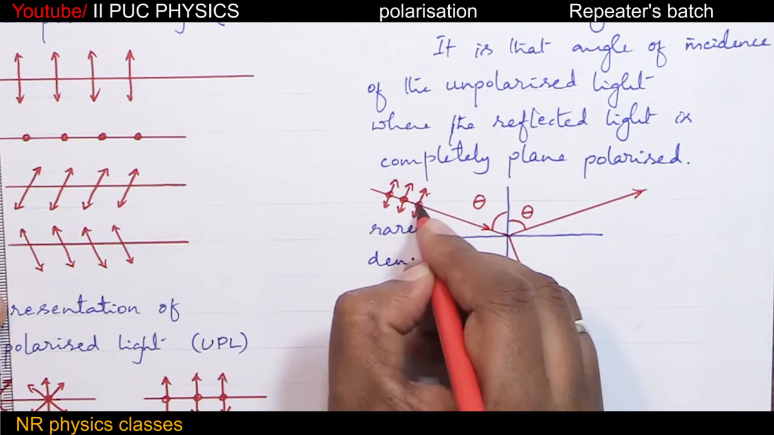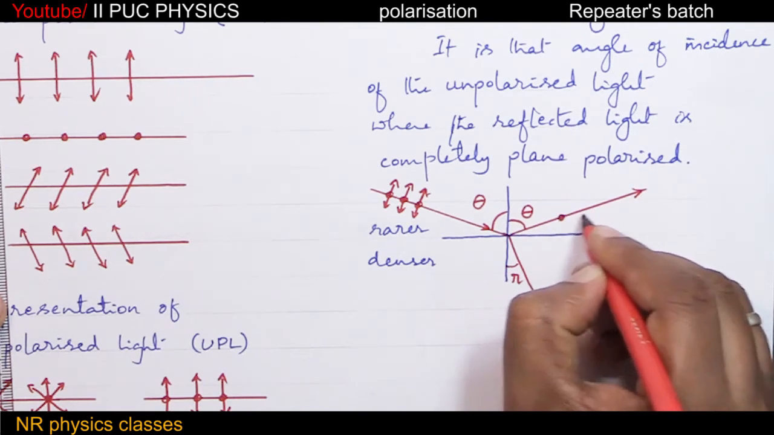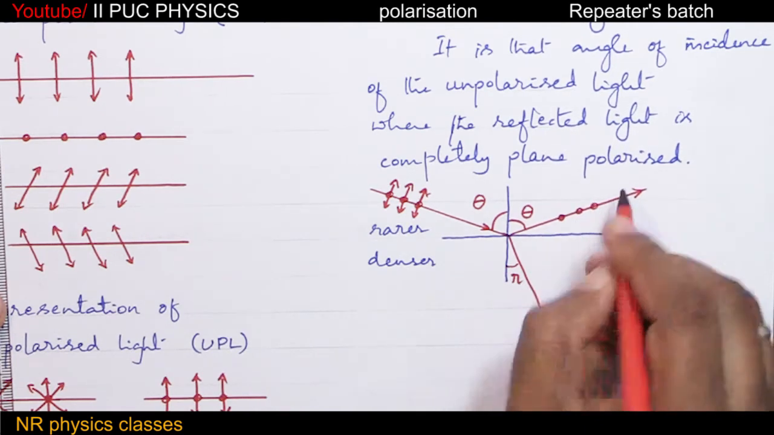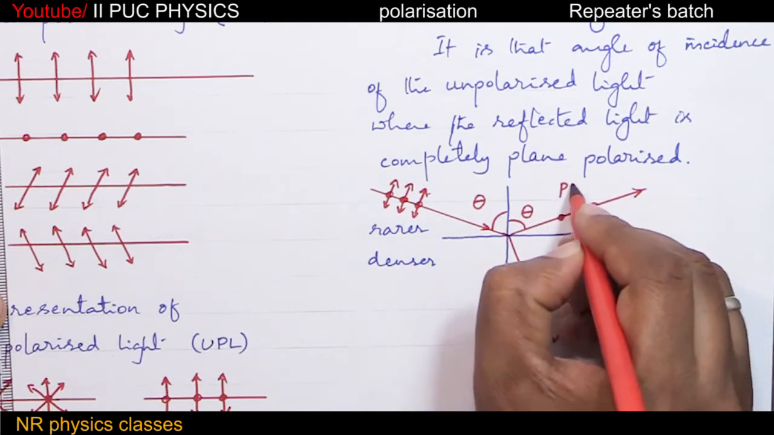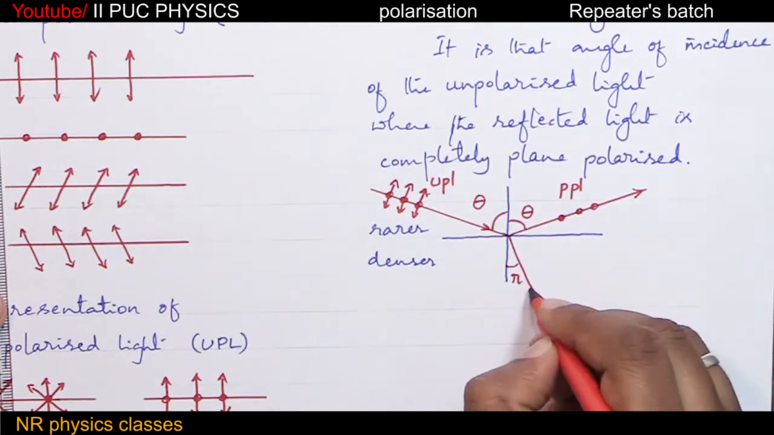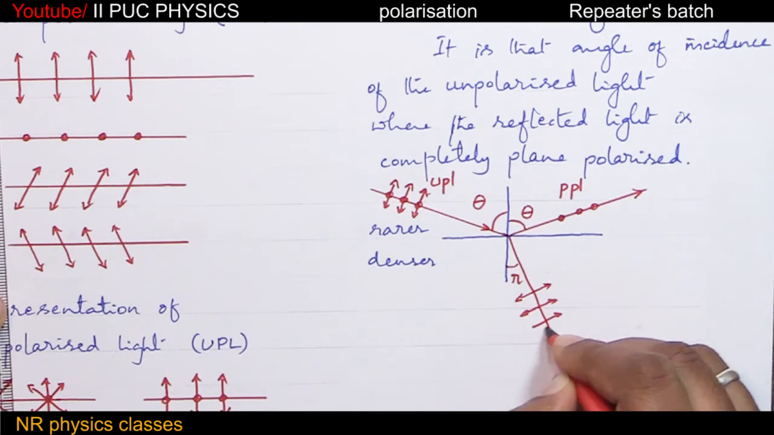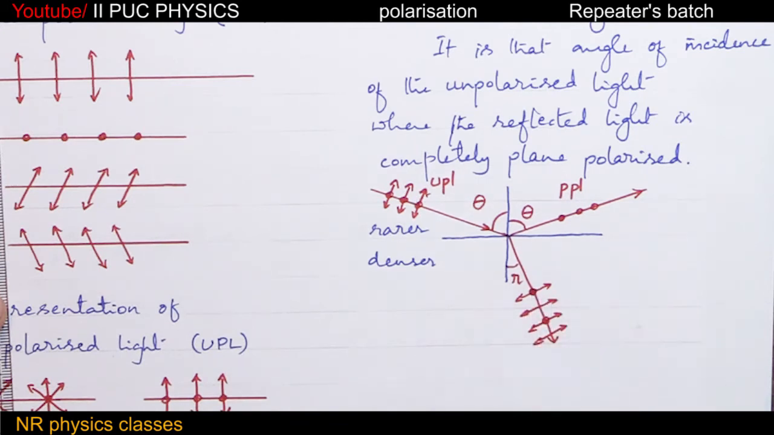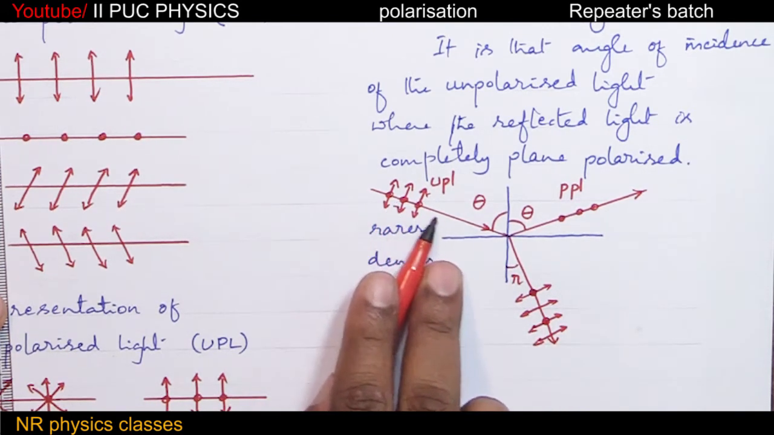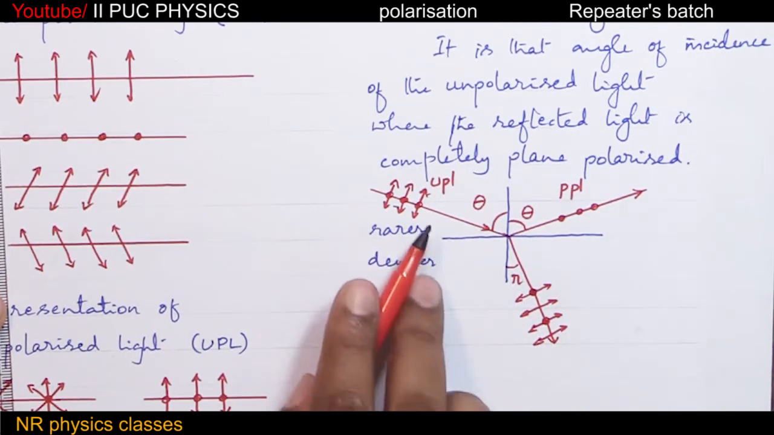Then if this is Brewster's angle, this reflected light should be completely plane polarized. Students, make sure that you draw only dots. So this is PPL, plane polarized light. This is UPL, unpolarized light. And in the refracted, please draw 4 lines with arrowheads, but only for 2 draw the dots. Actually, this is wrong to say dots.